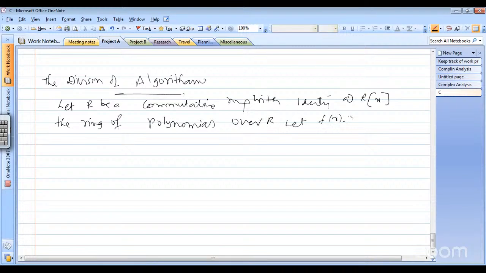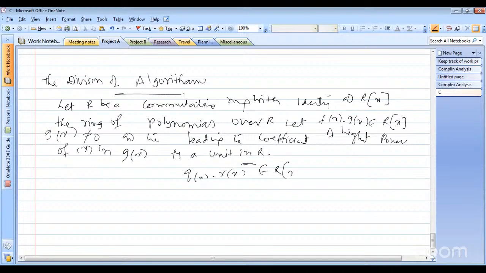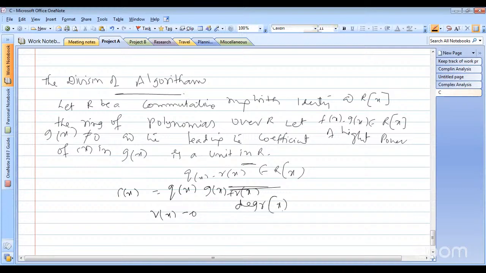Let f(x), g(x) belong to R[x] such that g(x) is not equal to 0, and the leading coefficient of g(x) is a unit. So therefore there exist q(x) and r(x) belonging to R[x] such that we have to write here f(x) equals q(x) g(x) plus r(x), where either r(x) is equal to 0, or the degree of r(x) is less than the degree of g(x).